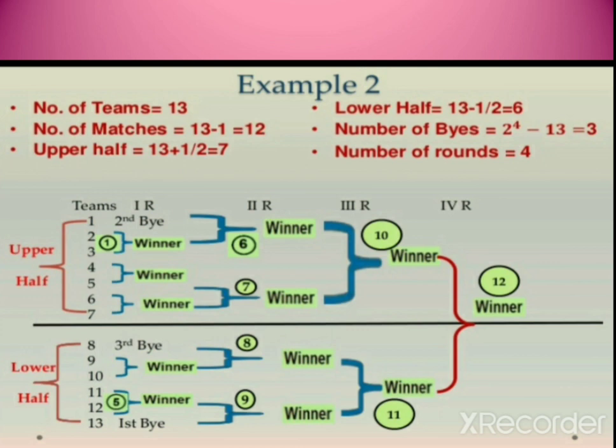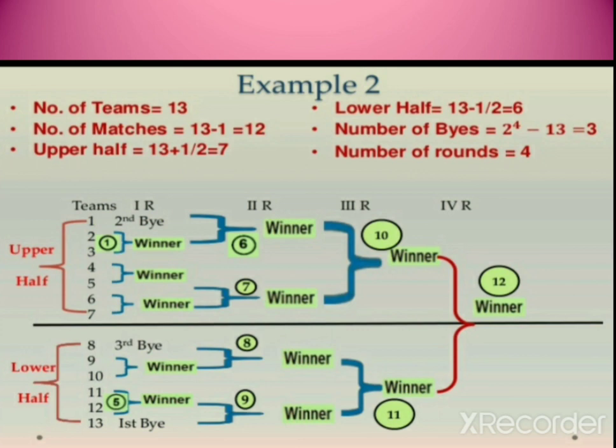2 versus 3 is the first match. 4 versus 5 is the second match. 6 versus 7 is the third match. And 9 versus 10 is the fourth match. And 11 versus 12 will be the fifth match. It is written here 5. So first round matches are over.